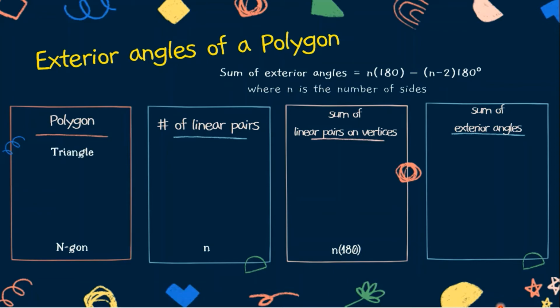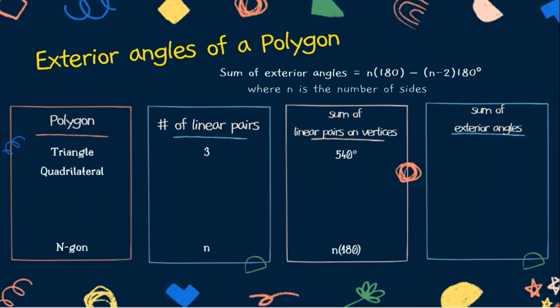Bigay tayo ng example for polygon. We have the triangle. A triangle has 3 linear pairs. Yung number of linear pairs ay nakadepende dun sa number of sides ng polygon. So, polygon na triangle ay may 3 sides, 3 vertices, and 3 angles. Therefore, meron din siyang 3 linear pairs. For sum of linear pairs on vertices, 540 degrees.